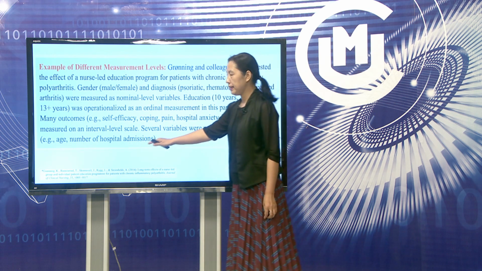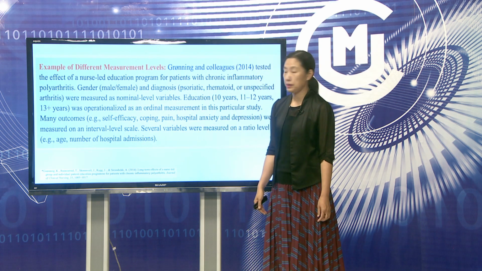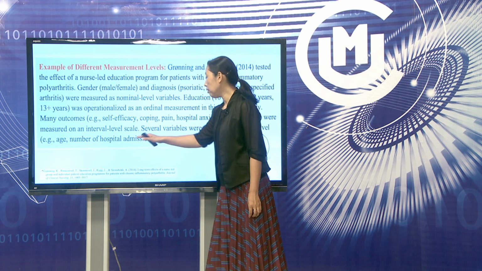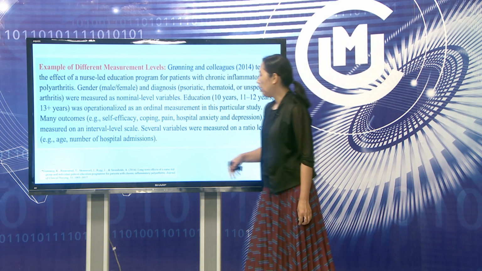And then several variables, such as the number of hospital admissions, can be ratio level. So 0 means no time coming to the hospital. The hospital admission never happened, right? So 0 means exactly 0. And age.